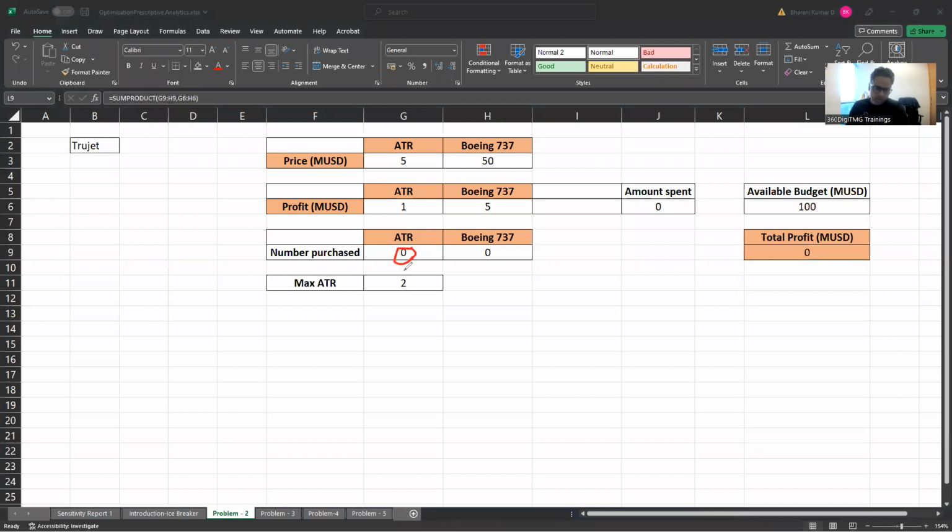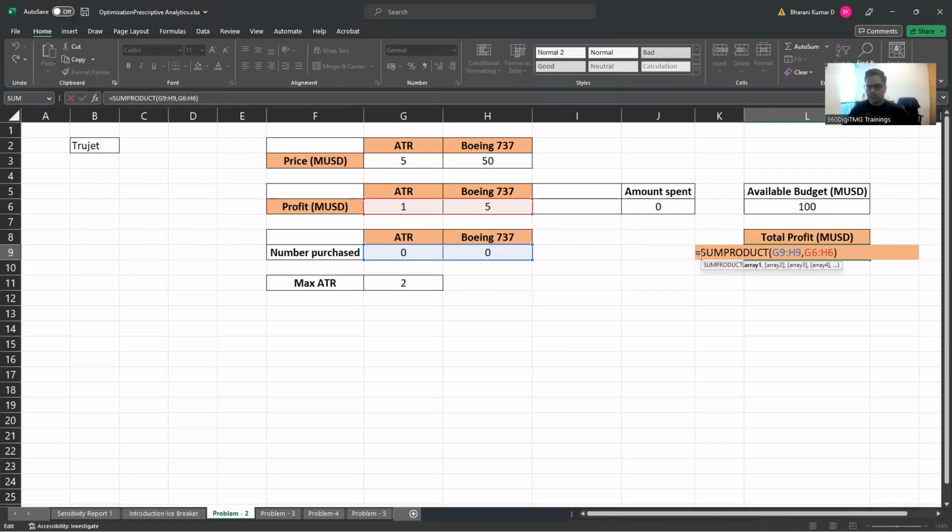Number of ATR aircraft that you purchase, multiplied by $1 million, because that's the profit that you get per annum per ATR aircraft, plus the number of Boeing 737 that you're going to purchase, multiplied by $5 million. And this is the profit per Boeing 737. So when you do this multiplied by this, plus this multiplied by this, you get this, right? If I hover my mouse on this particular cell or double click on that, you get to see the function in Excel, which is SUMPRODUCT of these two, which would give you the total profit. Okay, so this is what we would be interested to maximize. This is the objective function.